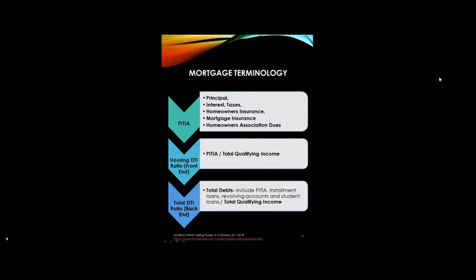The next one is the total DTI, and people will also refer to that as the back-end ratio. That's going to determine the total debts. Total debts include the PITIA and installment loans, so any car loans, any type of loan that you have to pay back, and this is showing up on your credit report and might show up on a pay stub. Also revolving accounts and student loans. Revolving accounts are credit cards. And then you divide that by your total qualifying income.